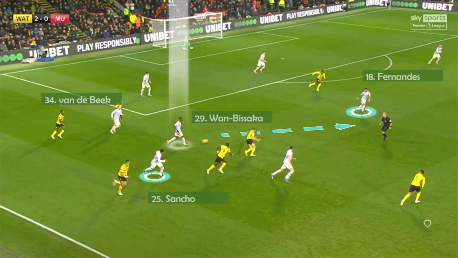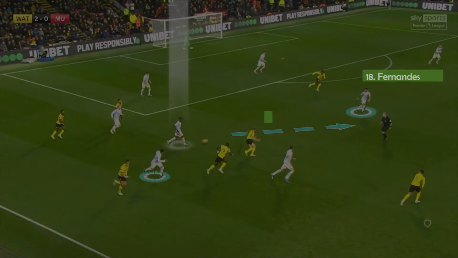Wan-Bissaka emerges with the ball from this passage of play in United's right back area of the pitch, and he's then able to find Fernandes in space, who of course is going to be able to effectively progress the ball up the pitch with his ability.